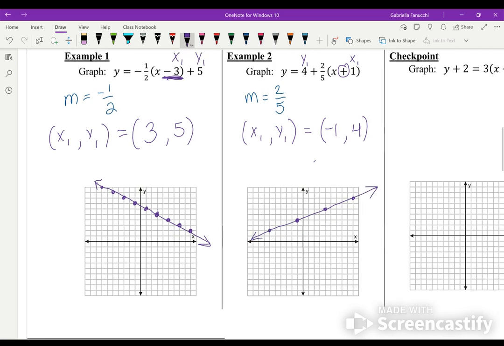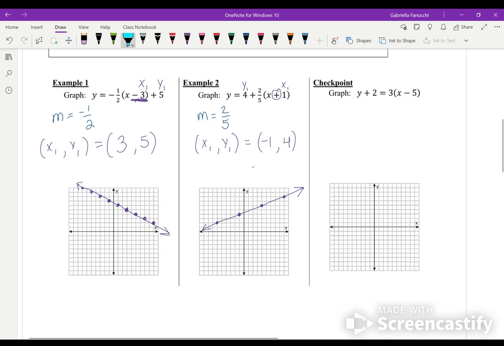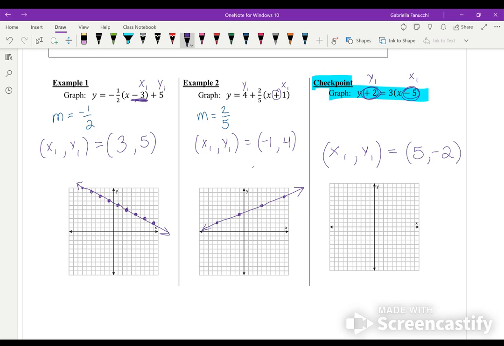I want you guys to go ahead and do the checkpoint. And again, if you see that it's negative right there, that should be a positive point, and here it's a plus, so you should have negative. I'll hint that for you already. You need to identify the slope and then graph. So our point is, this is our x1, this is our y1, so that is a 5 and then -2. If you're wondering how come that one's -2 and the other two weren't?